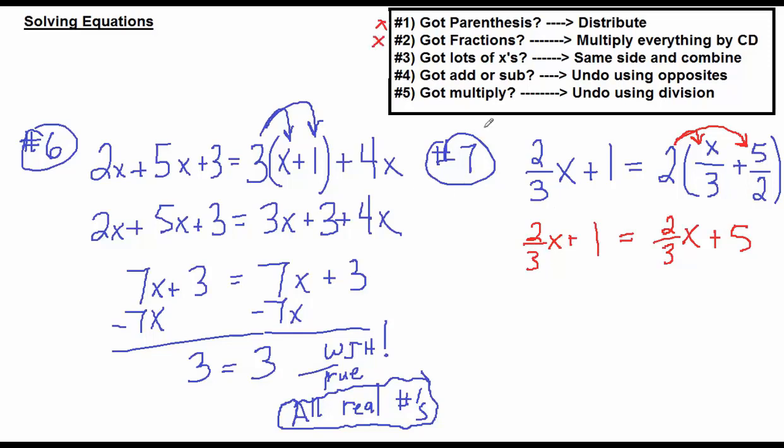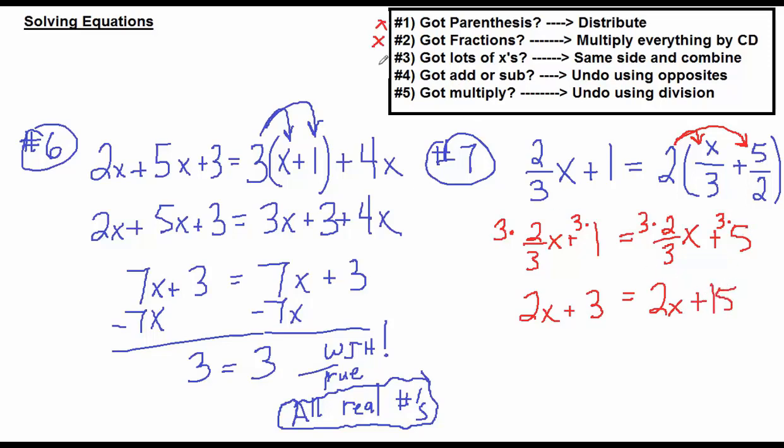Now I've got fractions. Ooh, I do got fractions in this one. So I need to multiply everything by the common denominator. We've got a 3 in the denominator, a 3 in the denominator. So therefore, I'm going to multiply everything by 3. This by 3, this by 3, this by 3, and this by 3. Let's see. 3 times 2 is 6. 6 divided by 3 is 2x. 3 times 1 is just 3. Here, 3 times 2 is 6 divided by 3 is 2x. And here, 3 times 5 is 15.